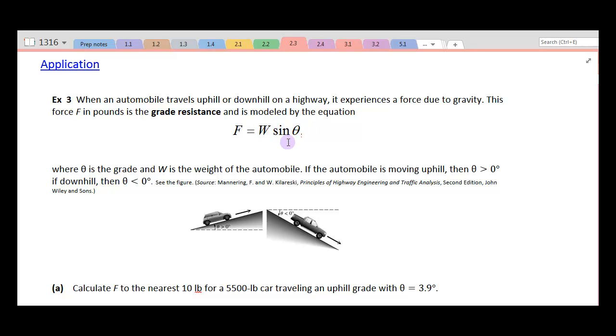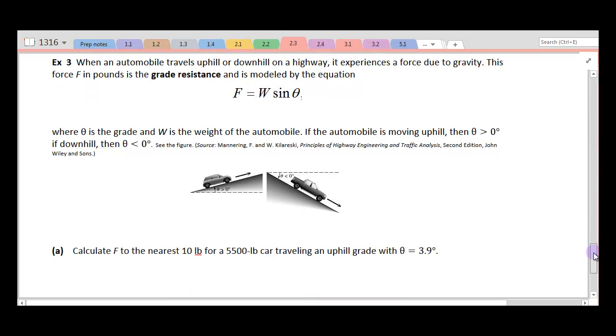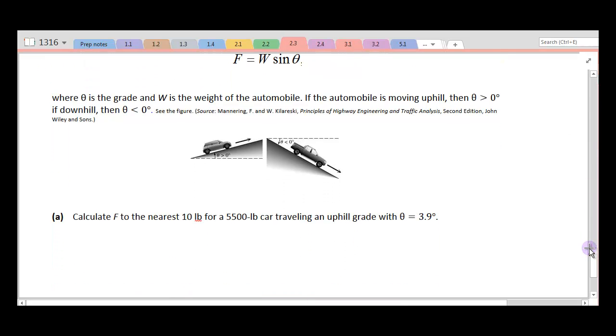So they're giving us the equation where this is the resistance, this is the weight of the automobile, and then this is the angle whether we're traveling up or downhill. Okay, so the amount of how far we're traveling up or how far we're traveling down. So the question that's being asked of us is here.